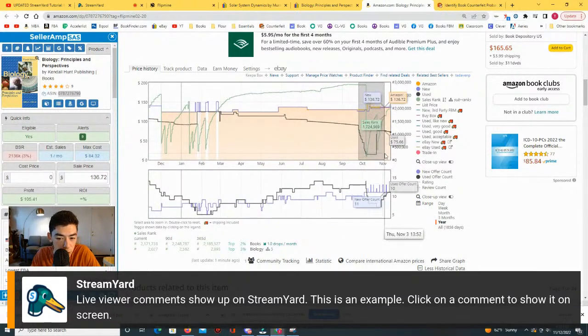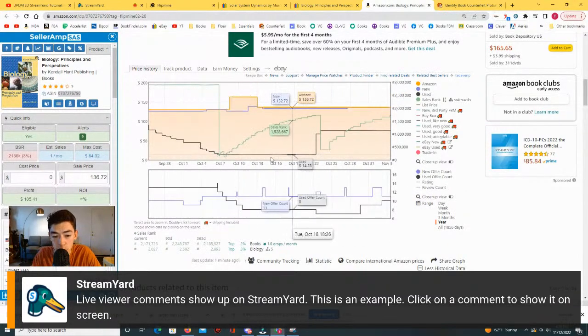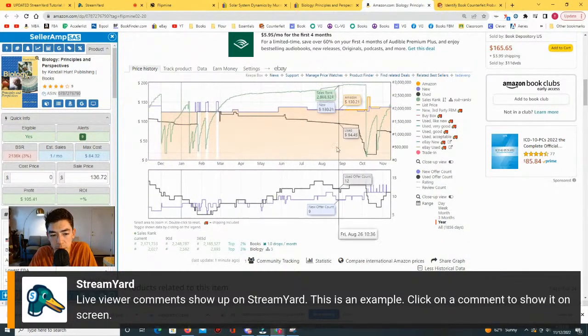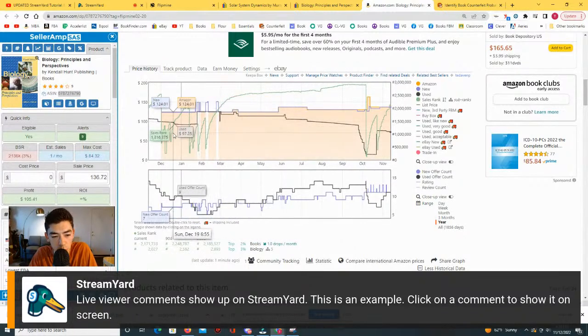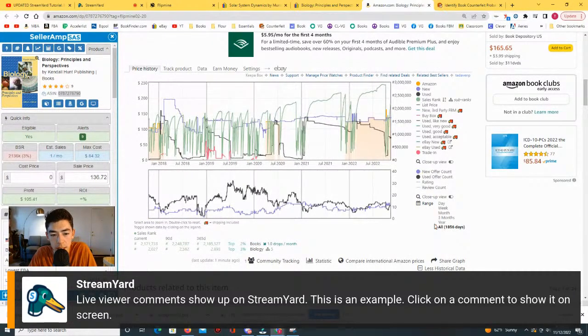There's two people buying it here. Actually 3 people buying it here. Could be those are actually people who need the book. My guess is it might actually be resellers because they maybe looked at the Keepa chart and said, hey, this book sold for over $100 in the past.